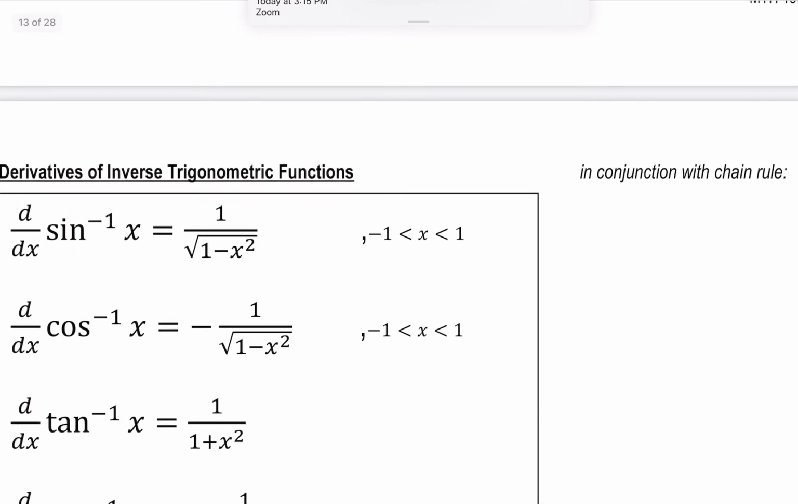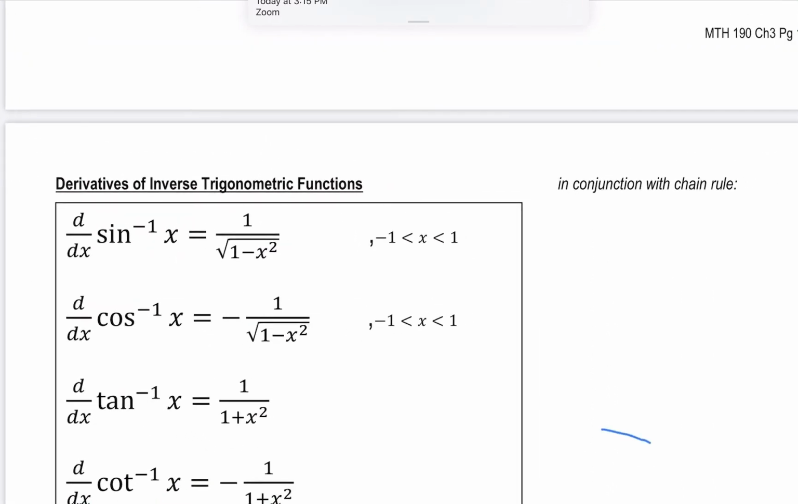So here are all of my derivatives of my inverse trig functions. The only other thing I'll say is we also need to be able to think of these in conjunction with their chain rules. So remember, if I was going to write this out with a chain rule, it would look like the derivative with respect to x of sine inverse. Now, if what's inside of that sine inverse function is some f of x, so something more than just a plain old x, that is when we have to think about applying chain rule.